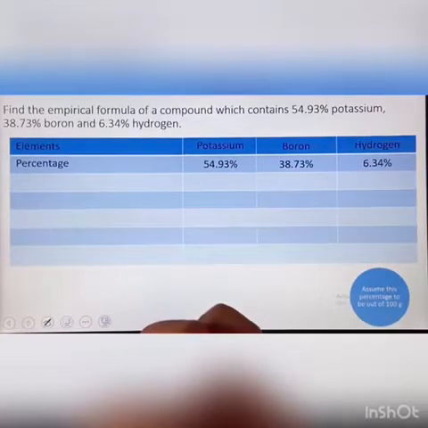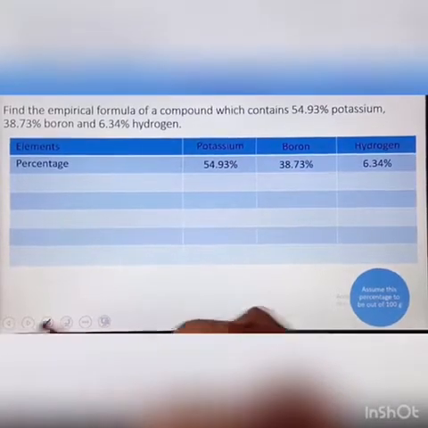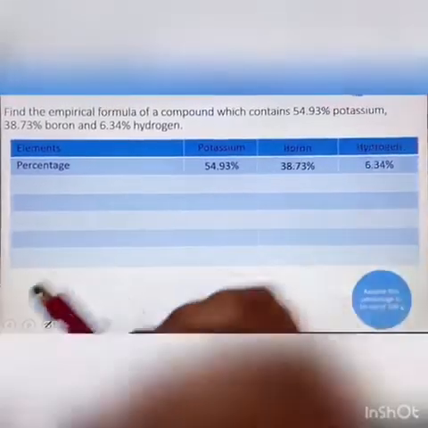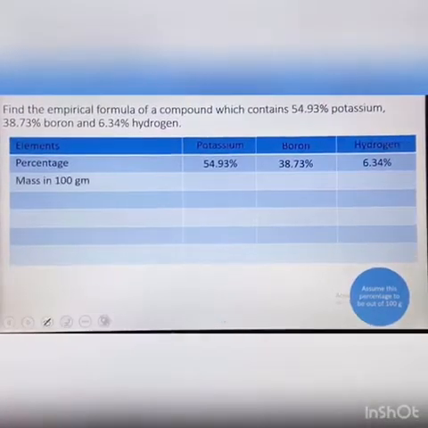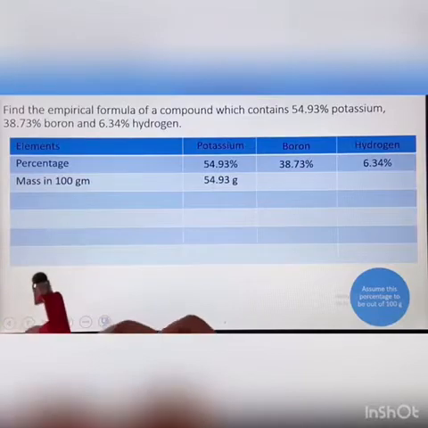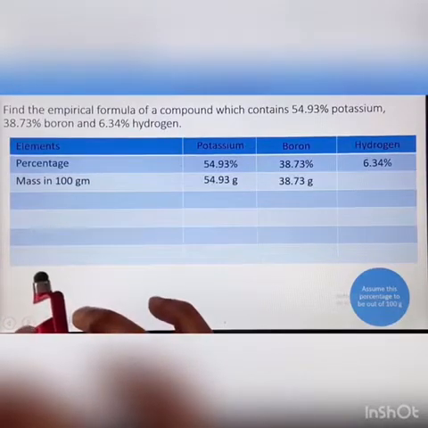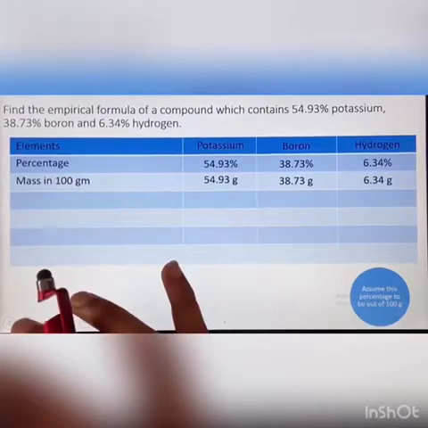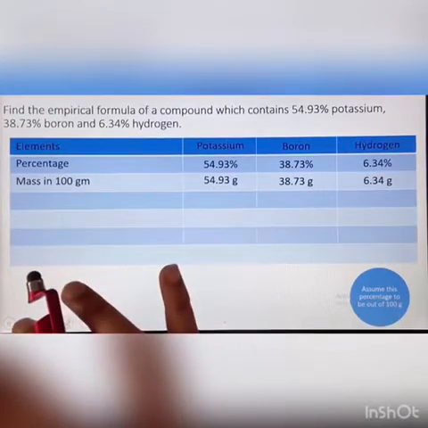Yes, we assume the percentage to be out of 100 grams. Now these values will still remain the same. I have to just convert them into grams. So mass in 100 grams: your 54.93% becomes 54.93 grams, your 38.73% becomes 38.73 grams, and your hydrogen, which is 6.34%, becomes 6.34 grams.